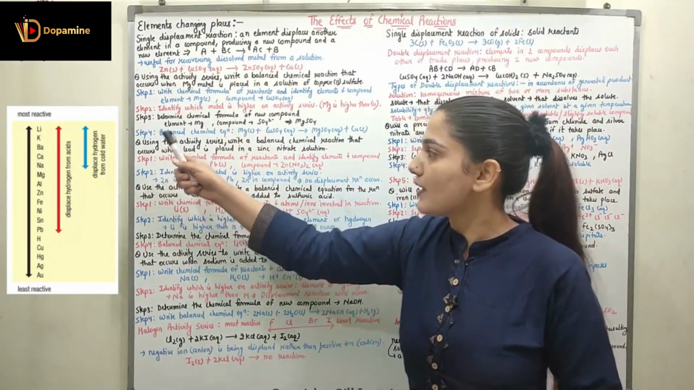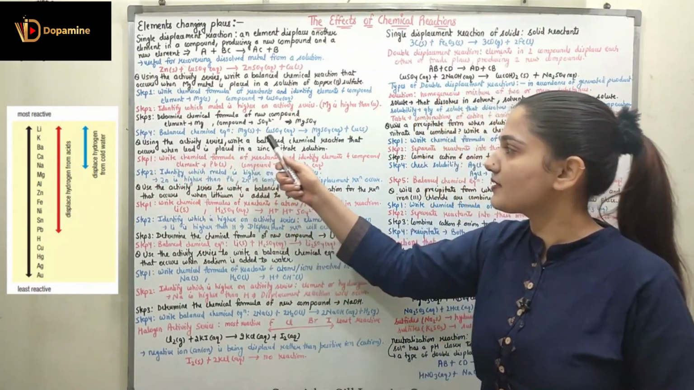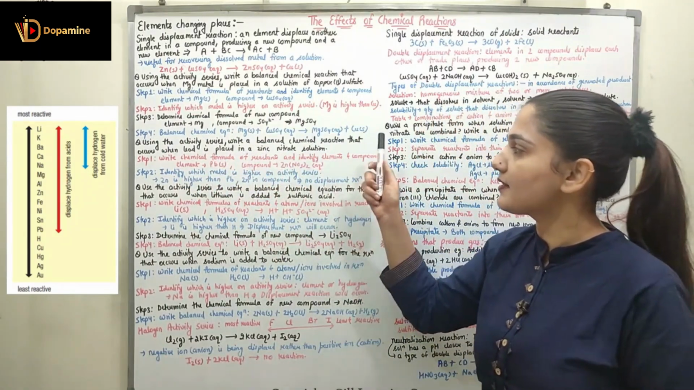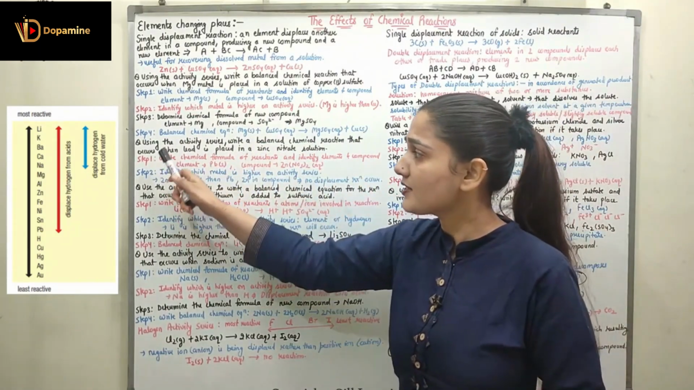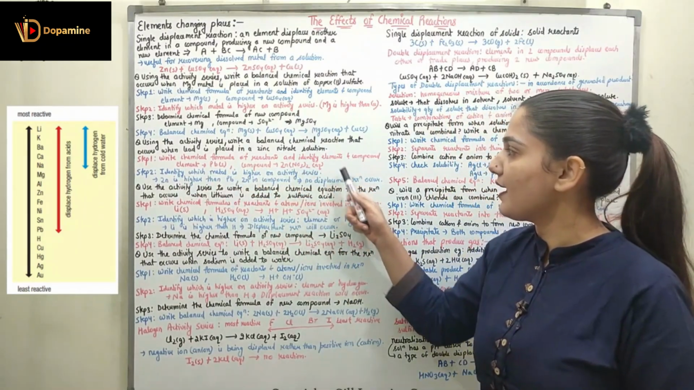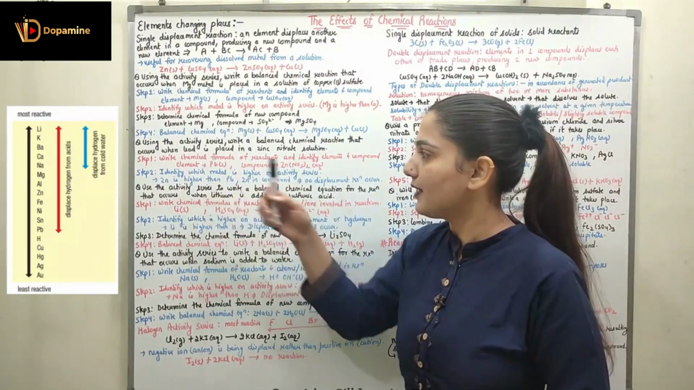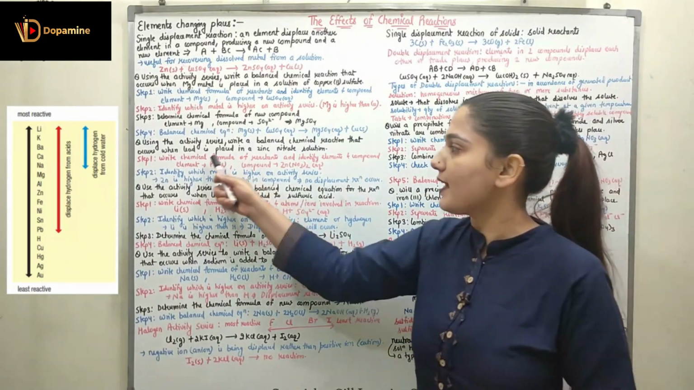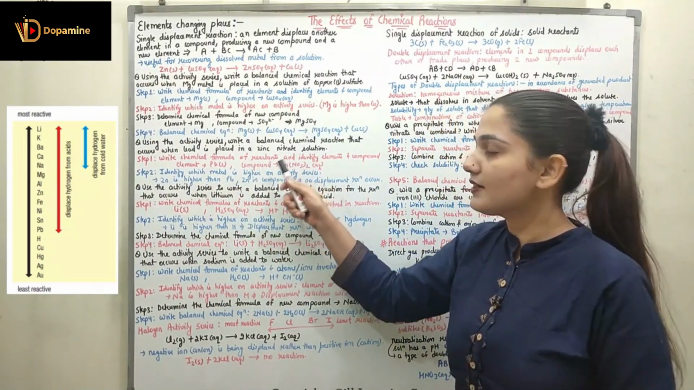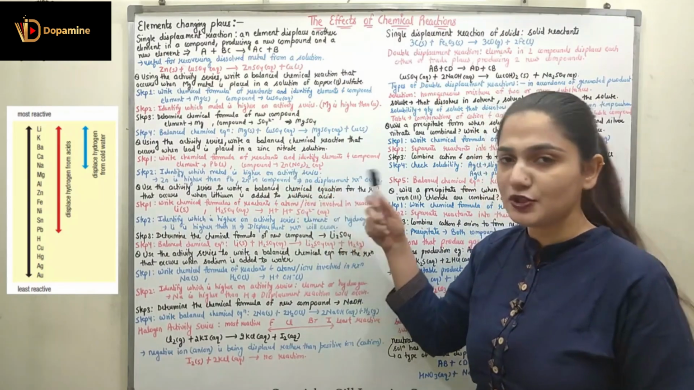Now coming to the next question, which states: using the activity series, write a balanced chemical reaction that occurs when lead is placed in a zinc nitrate solution. In step 1, we are going to write the chemical formula of the reactants and identify the element and compound. So here, which is the element? Element is lead and the compound over here is zinc nitrate. So zinc nitrate over here is Zn(NO3)2.